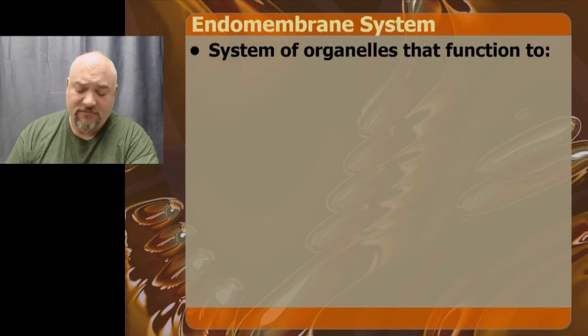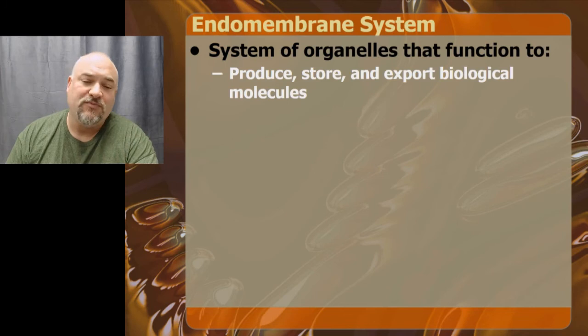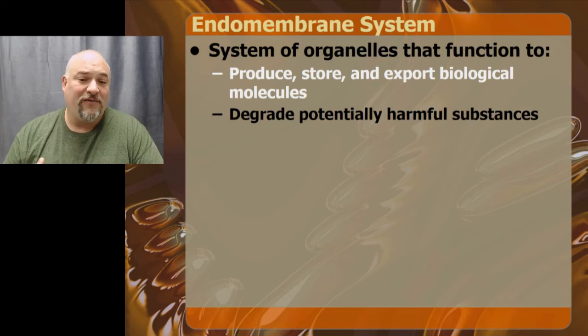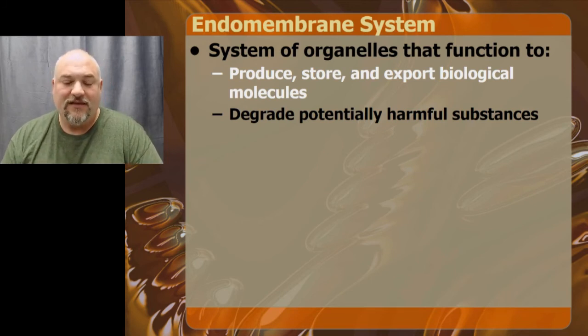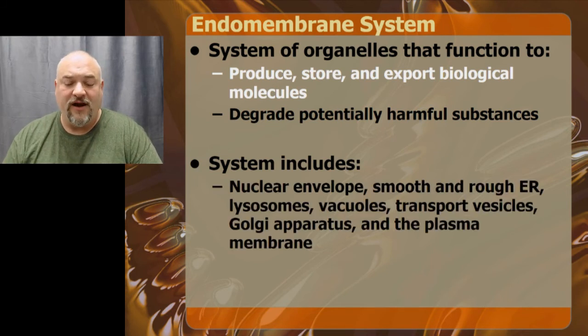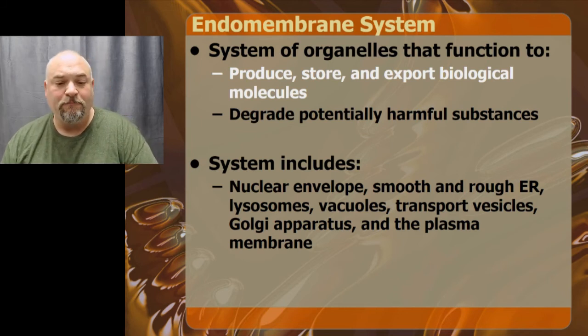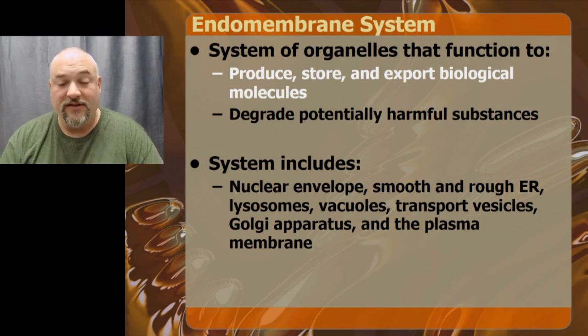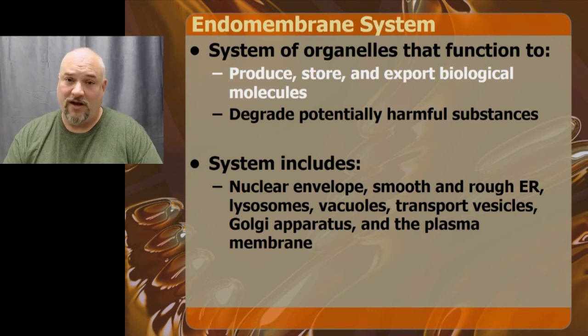The endomembrane system is a system of organelles that function to produce, store, and export biological molecules. So this is how the cells make what they need to make, store it, and then get it out of the cell. It's also how we degrade potentially harmful substances. This system includes the nuclear envelope, smooth and rough ER, lysosomes, vacuoles, transport vesicles, Golgi apparatus, and the plasma membrane. We haven't really talked about the nuclear envelope yet, other than things passed from the DNA inside out. And if we're talking about rough ER, we're talking about ribosomes. So we can add ribosomes in there as another organelle.